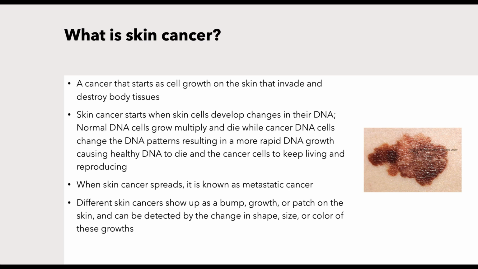When skin cancer spreads, it's known as metastatic cancer, which is when it becomes the most dangerous. You can tell when you have skin cancer because it shows up as a bump, growth, or patch on the skin, and it can be detected by the change in shape, size, or color of these growths.